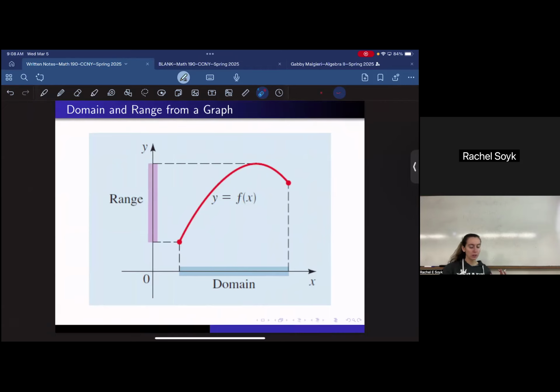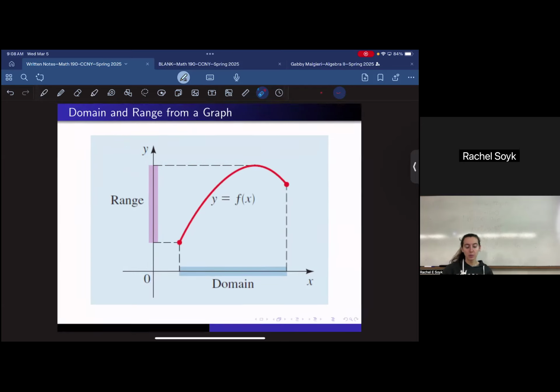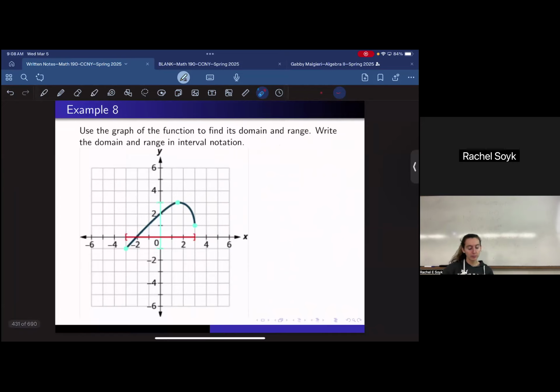Okay, so what we had on the previous slide is sort of what they're demonstrating visually on this slide. If you draw a vertical line and it hits your function, then that is a value in your domain. Now, if you draw a horizontal line and that hits your function, then you have this y value as part of your range. A lot of this is just repetition that we've been really building over these past few weeks. Okay. So let's look at this example 8 to identify what is our domain and what is our range.